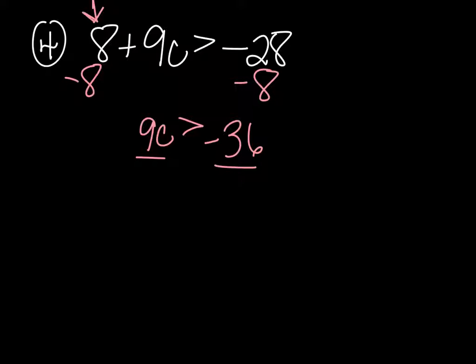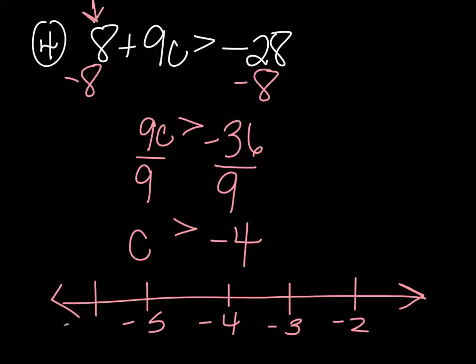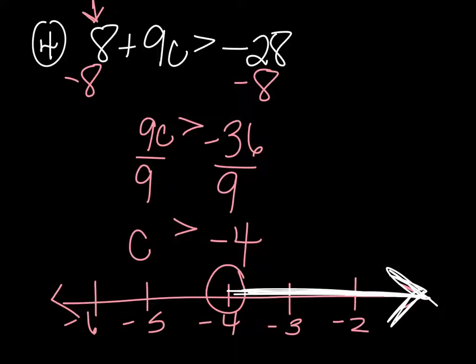I then inverse on the side of the variable the 9. A negative divided by a positive, different signs is a negative. 9 goes 4 times into 36. -4, -3, -2. Okay, I have an open circle. My variable comes first, and it's pointing to the right. Good job, guys.